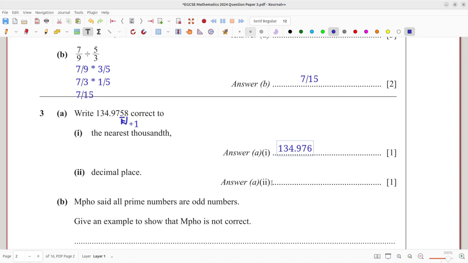2 decimal place. Assuming this question was supposed to be to 1 decimal place. This was supposed to be to 1 decimal place. So writing 134.978 to 1 decimal place. 1 decimal place, it's this number here. Just underline that, and then throw an arrow from that.